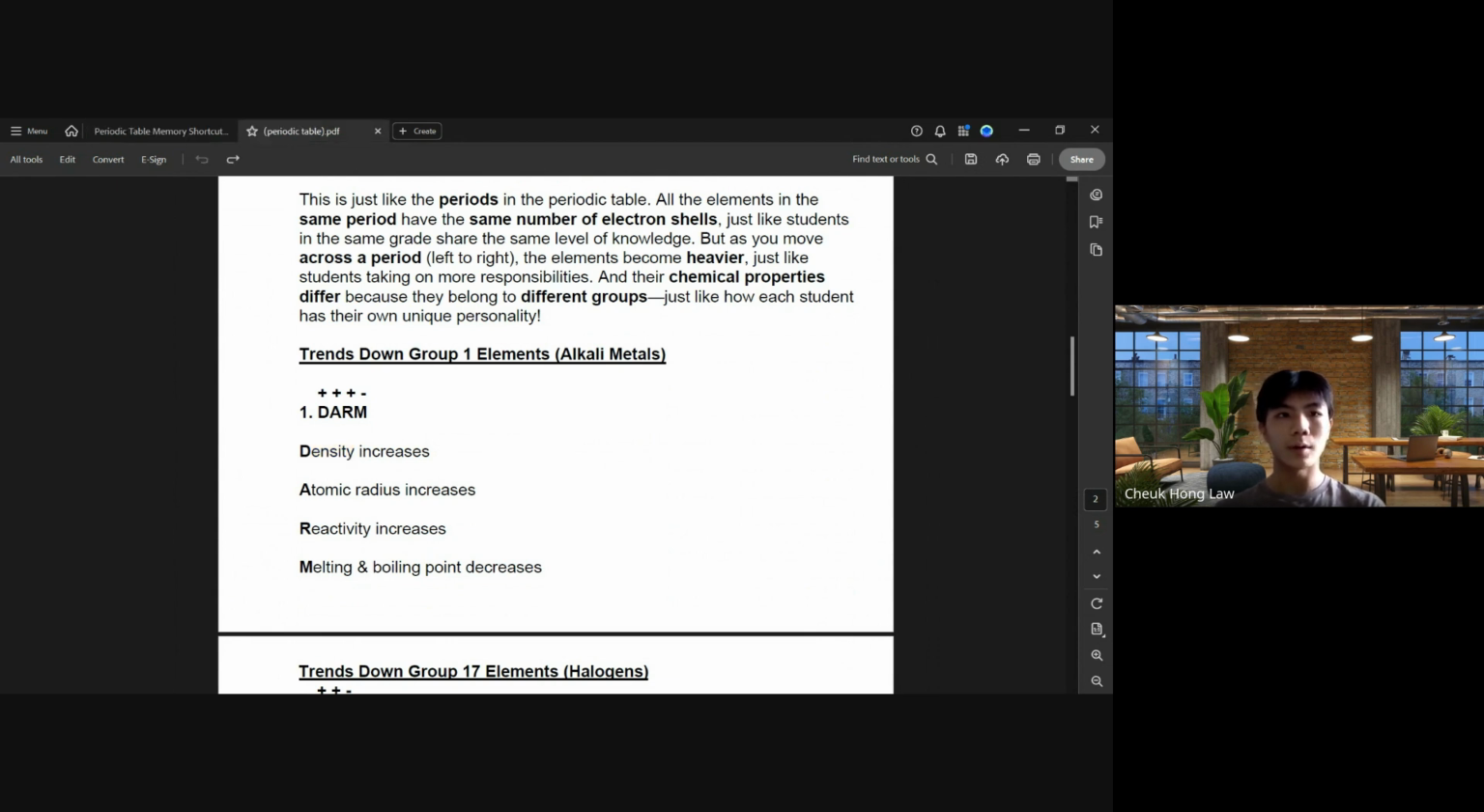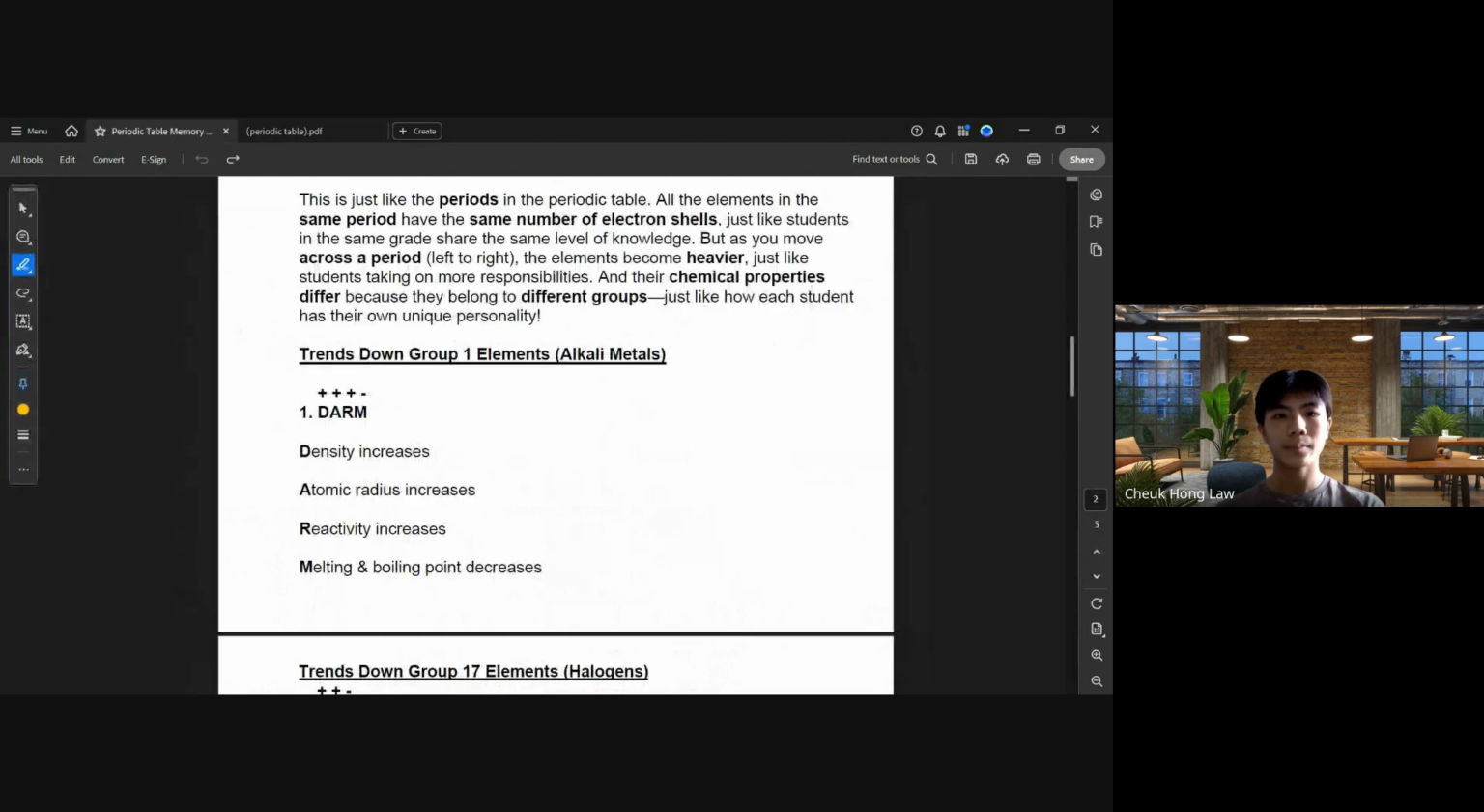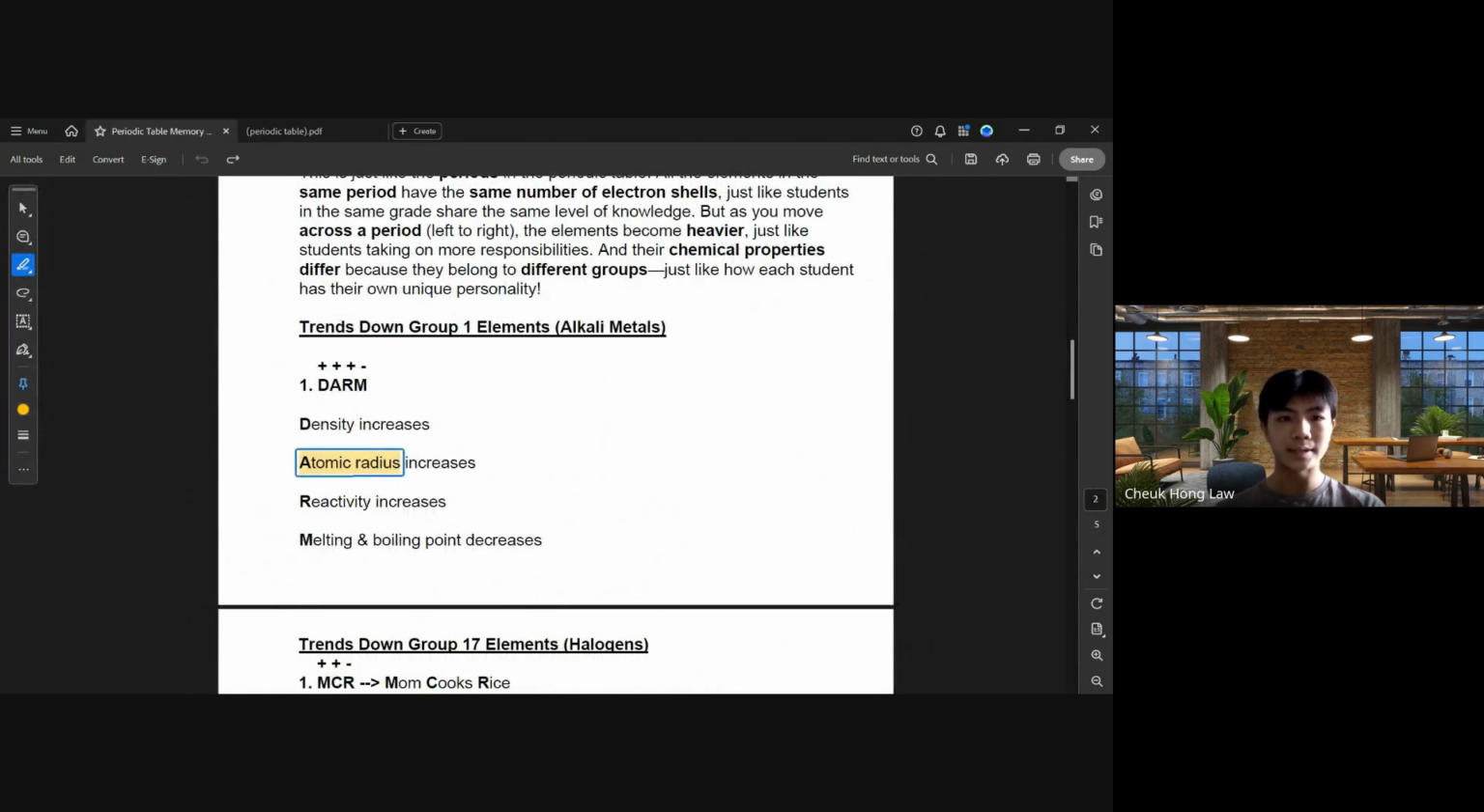Okay, so let's look at group 1. Lithium will have the lowest density and francium will have the highest density in group 1. Next, atomic radius increases.